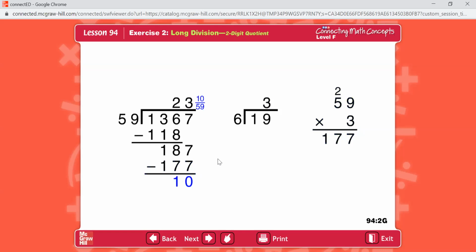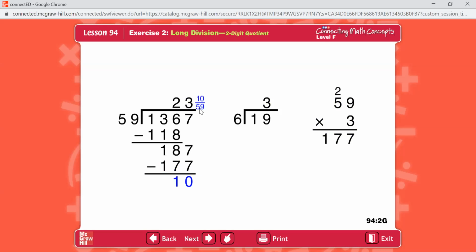10 is our remainder, so we put it over here. And don't forget, our denominator for our fraction is always the number we divide by. Whatever number here is our denominator over here. So our answer is 23 and 10/59.